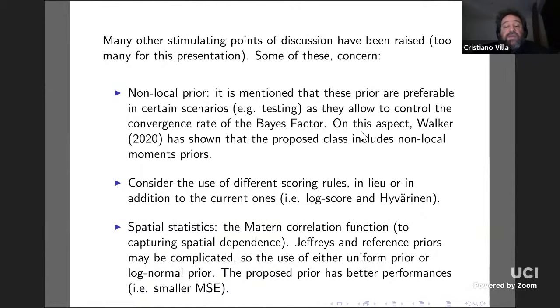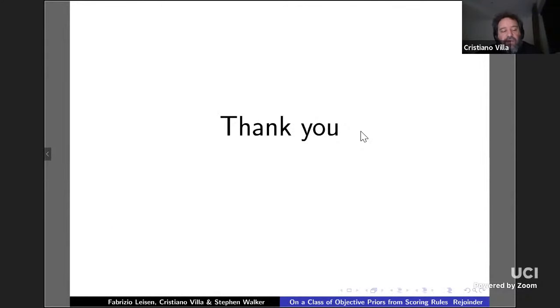And so they revert to using truncated uniform priors or log normal priors, where the discussant has implemented our prior for this specific problem successfully, because the implementation itself was pretty straightforward, and the resulting inferential outcome, in terms of frequentist performance of the posterior, in terms of the mean square error, was better than what they're using currently, like uniform priors or log normal priors. And with this, thank you, I finished this short rejoinder.